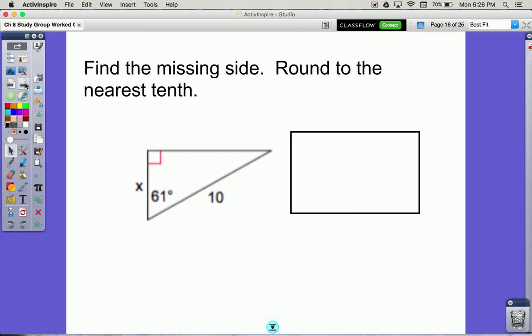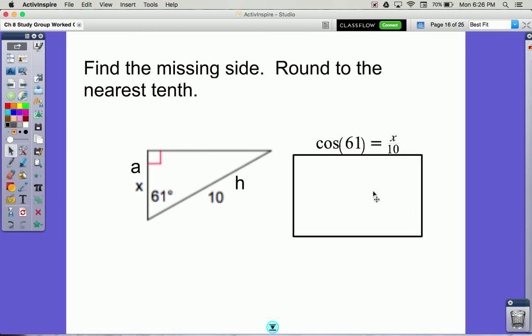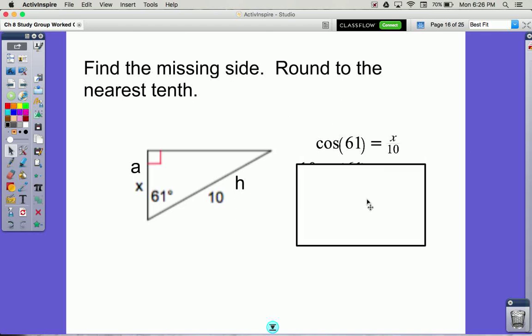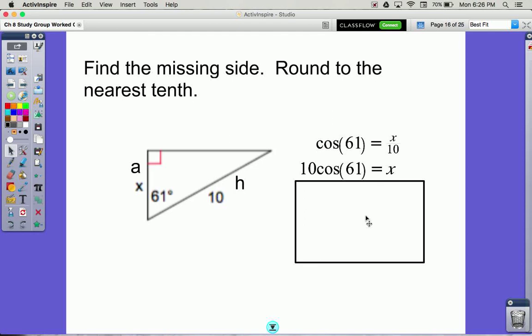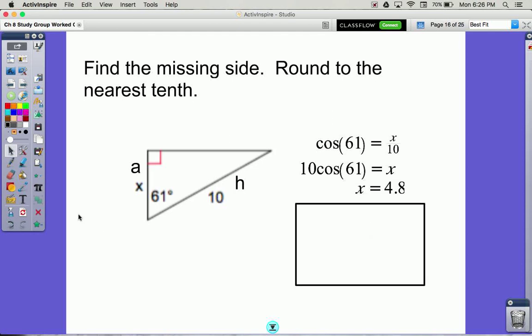On this, you're going to find the missing side, round to the nearest tenth. First off, you need to look at what these two sides are compared to the angle you're given. So you're going to start with your angle measure. X is adjacent and 10 is your hypotenuse. So the cosine of 61, because cosine is adjacent over hypotenuse, equals x, which is your adjacent side, over your hypotenuse side, which is 10. Then you're going to multiply by 10 on both sides and get 10 cosine of 61 equals x. So x equals 4.8.